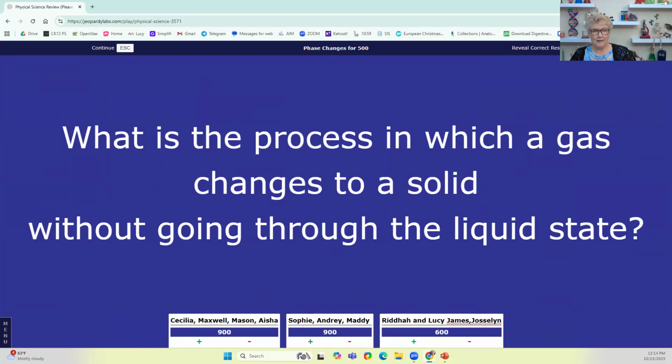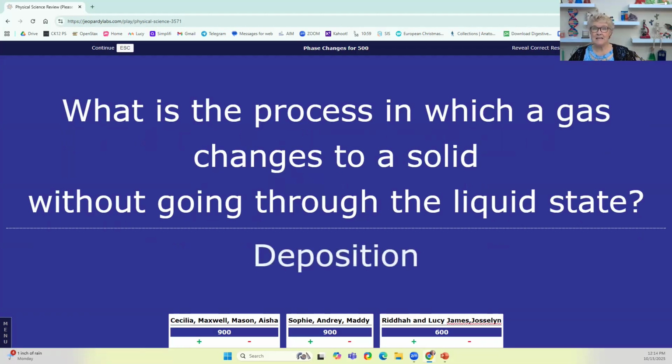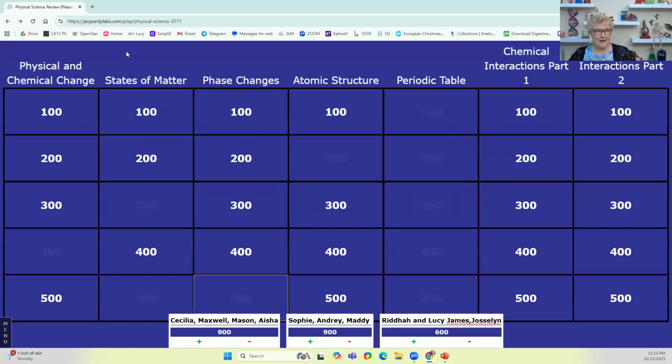All right, anybody on team 1? Cecilia, Maxwell, Mason, and Aisha. 5, 4, 3, 2, 1. The correct answer is deposition. Deposition. All right, now we start with Sophie again.